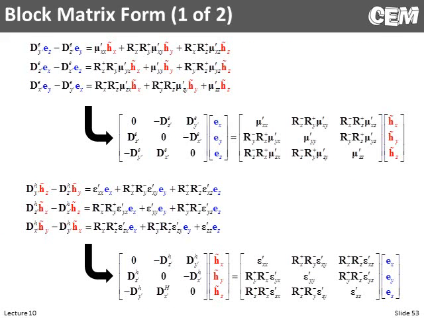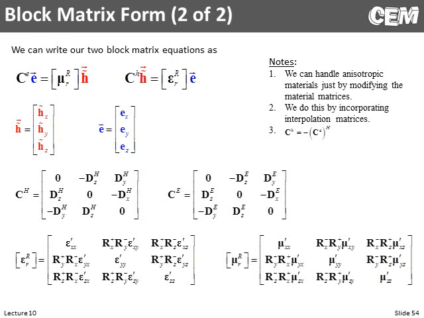We can write those in block matrix form, and things start looking a little bit more manageable now, but we still have these interpolation matrices in here. So in fact, this is what Maxwell's equations would look like, and the only difference is we've built these interpolation matrices into the mu and epsilon matrices, which is neat and maybe a little bit surprising. And we can write it even more compactly in block matrix form this way.